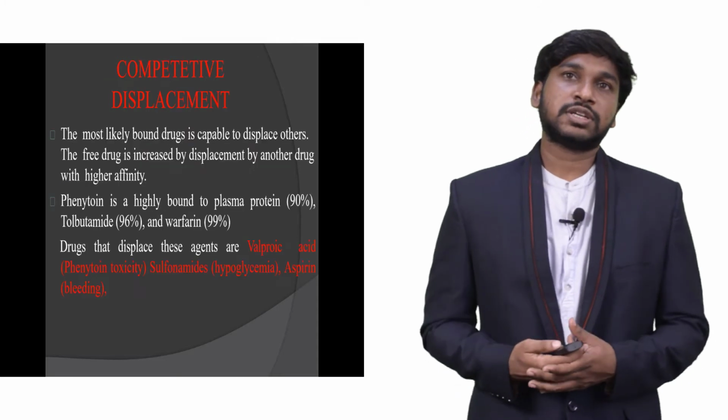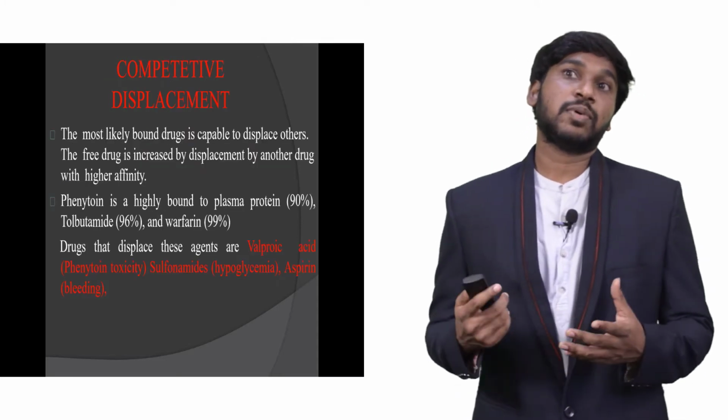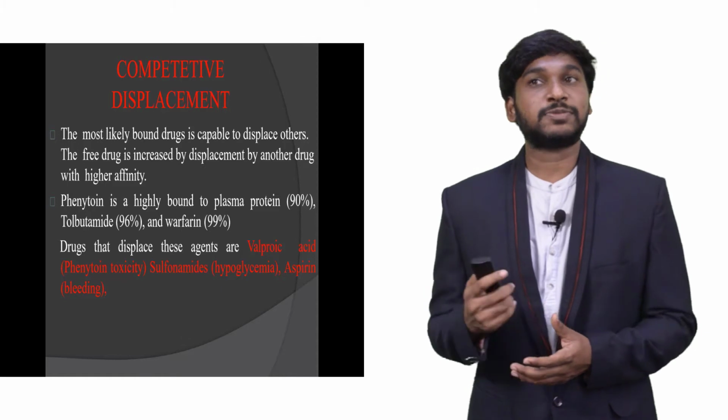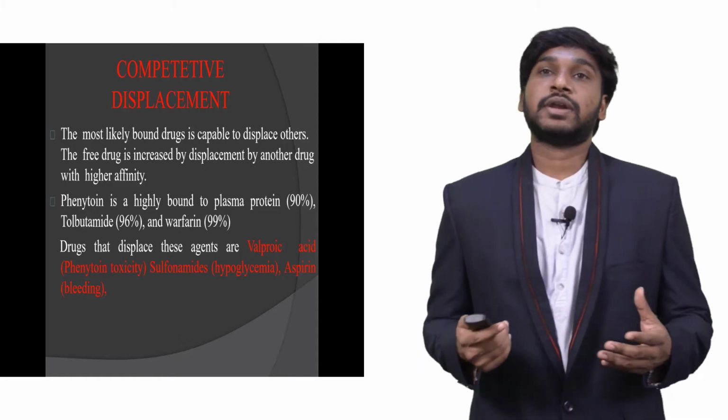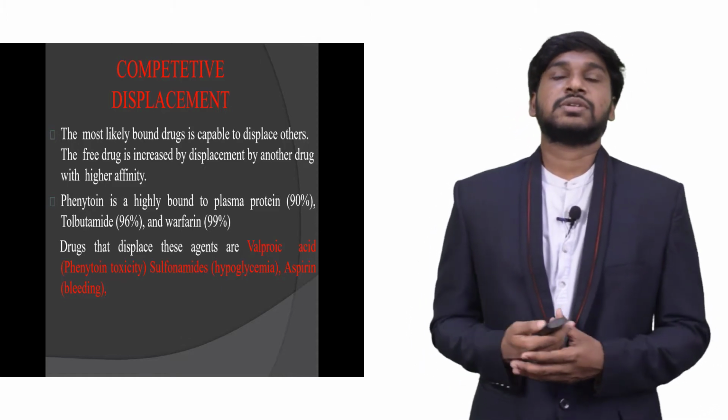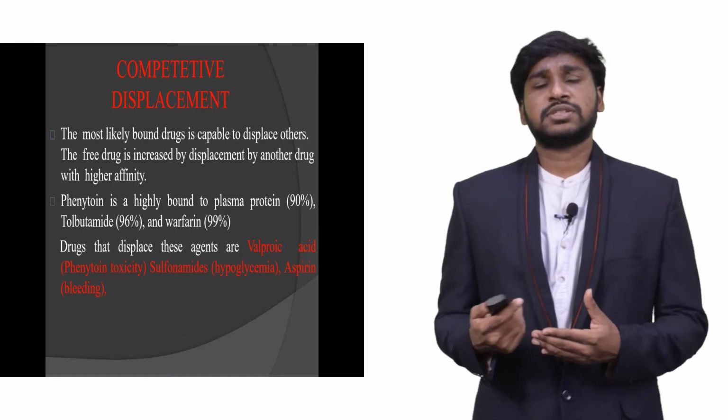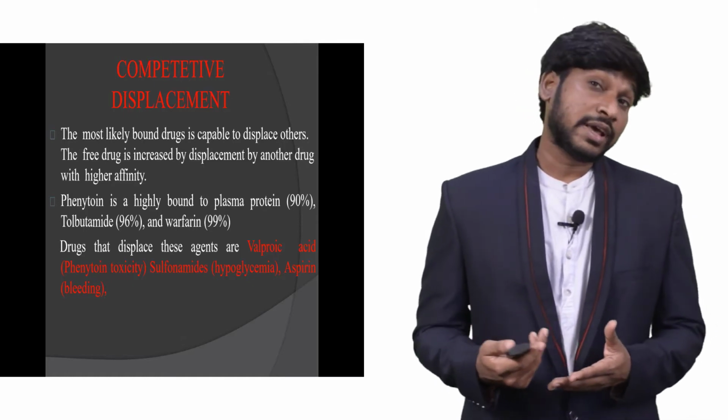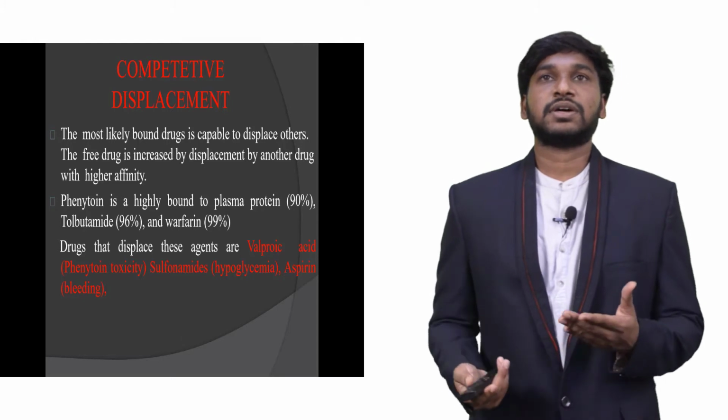If you consider phenytoin, it is a highly plasma protein bound drug, and tolbutamide and warfarin are also such drugs. These drugs are displaced. These drugs can be replaced by agents like valproic acid and sulfonamides.